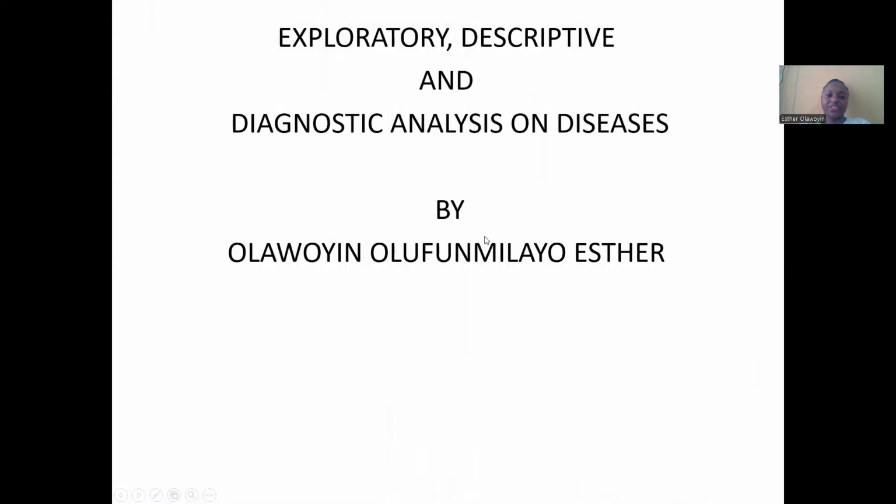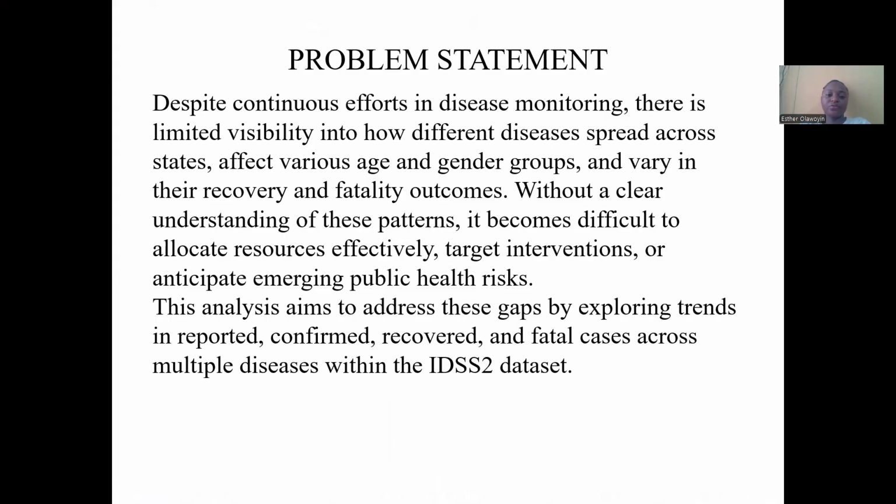So yes, exploratory, descriptive, and diagnostic analysis on diseases by Olufemilayo Esther. This is my problem statement. You will agree with me that medical practitioners have been looking for a way to reduce the spread of diseases, and to monitor it across various age and gender groups, and everything varies differently. Without a clear understanding of these patterns, it becomes difficult to allocate resources.